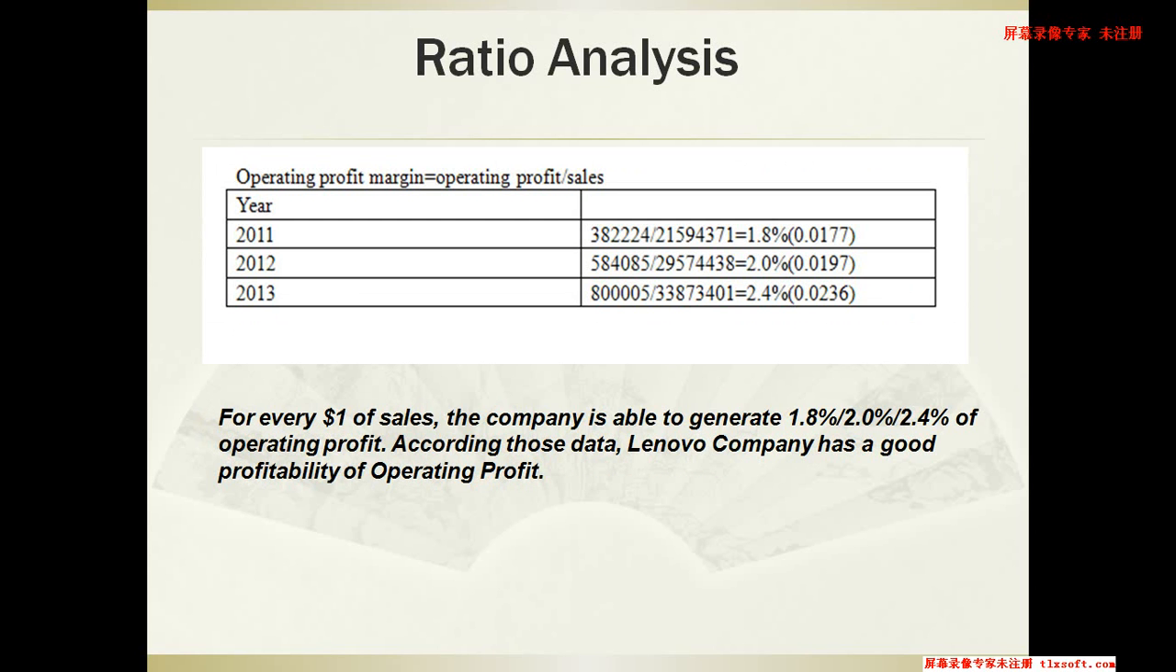Now it comes to operating profit margin. Same as gross profit margin, the company has increased year by year, and according to those data, the company has a good profitability of operating profit also.